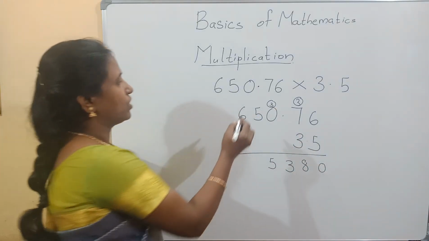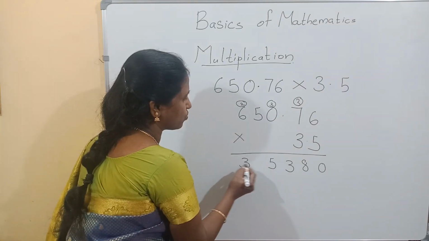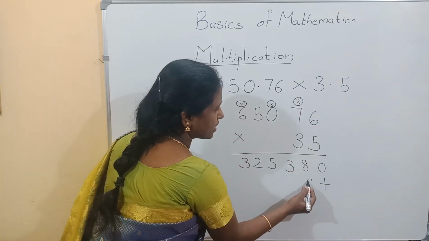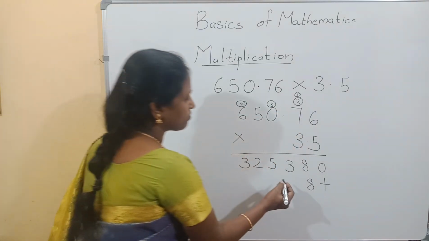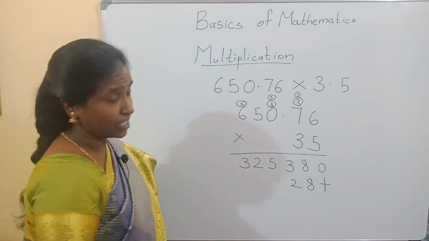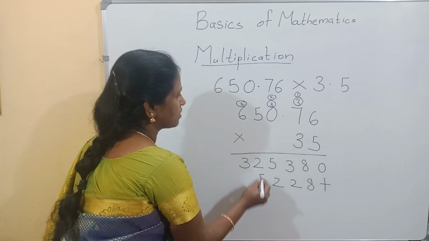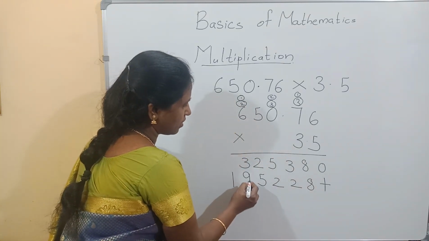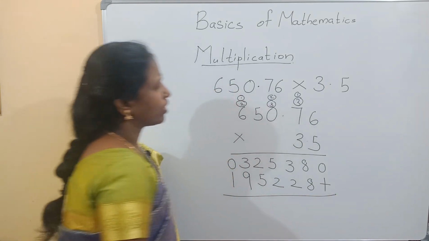5 6s are 25, 2 carry. 5 6s are 30 plus 2, 32. Right? And as usual, put the plus sign. 3 6s are 18. Carry here. 3 7s are 21 plus 1, 22. 2 carry. 3 zeros are 0 plus 2, 2. 3 5s are 15. Carry 1. 3 6s are 18 plus 1, 19. Now, this gap is vacant, so you can put a 0 over there in order to avoid confusion.